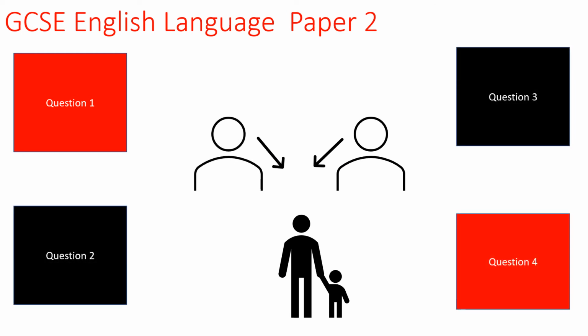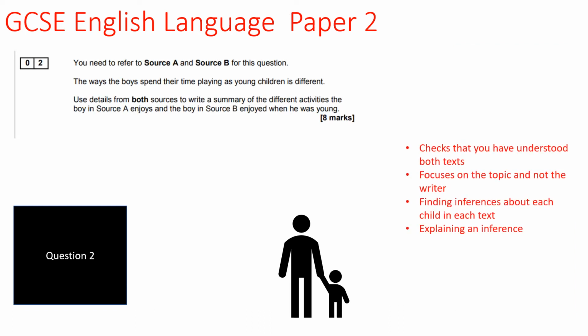Question 2. Now, question 2 is a deceptive one because it says you are going to write a summary of the different activities the boys do in source A and the boy does in source B. The problem with this question, and we'll look at it later on in another video, is that our view of summary, we often think it's about putting it all into your own words. You have to rewrite what the text says and put it in your own words. It's not to do that.